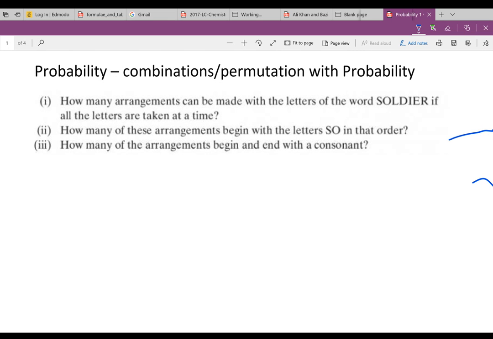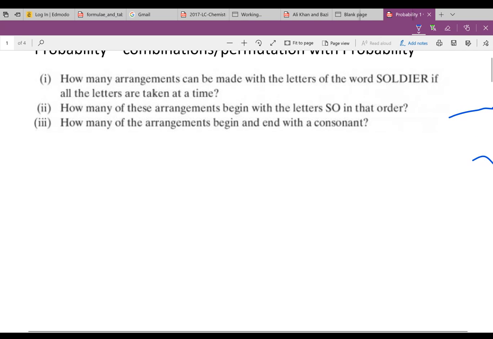How many arrangements can be made with the letters of SOLDIER if all the letters are taken at a time? In this case, there are 7 letters, there are 7 positions, so it's 7 factorial. Alternatively, you can draw out your 7 spaces and go 7 times 6 times 5 times 4 times 3 times 2 times 1, which is the same as 7 factorial.